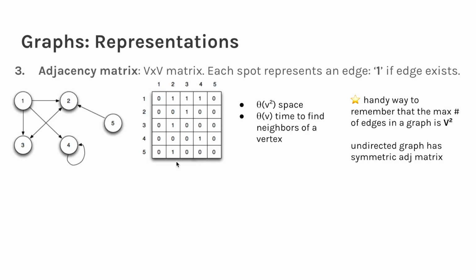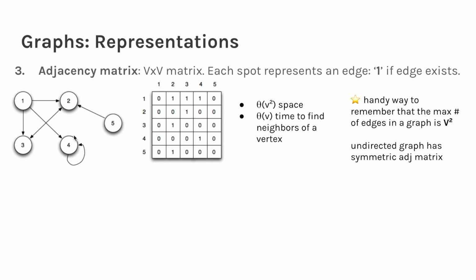Okay, so the next two representations I'm going to talk about, which are the adjacency matrix and adjacency list, are the more common representations that you'll actually see in practice. The adjacency matrix approach is we store a V by V matrix, where V is the number of nodes or vertices in our graph, and each spot in the matrix represents an edge. So in that spot, you'll put a 1 if an edge exists, or 0 if it does not exist.